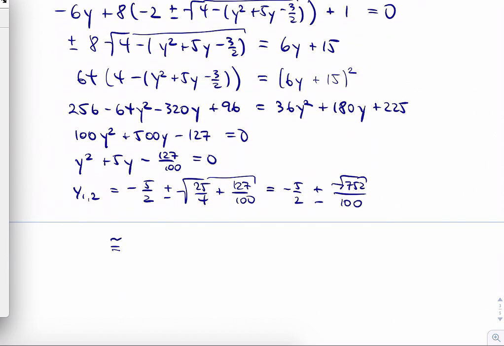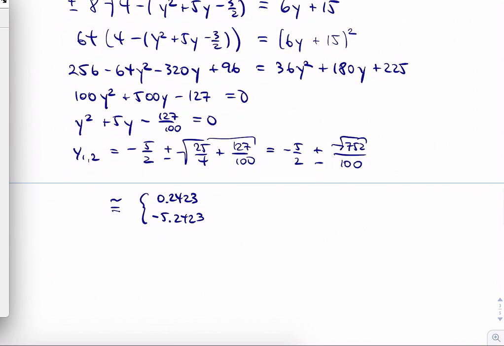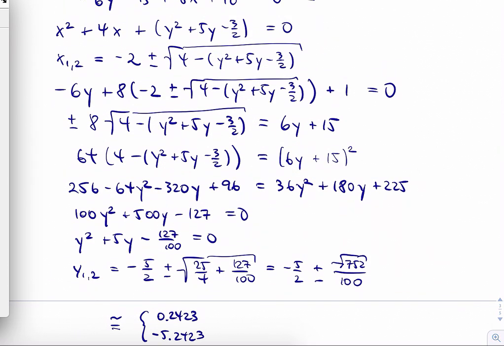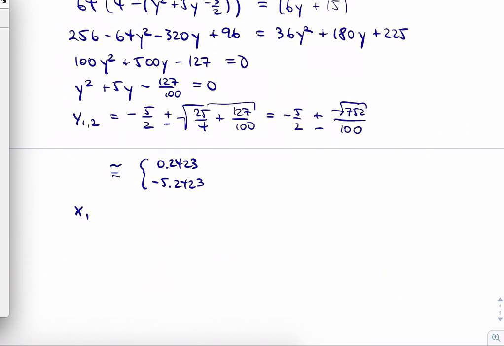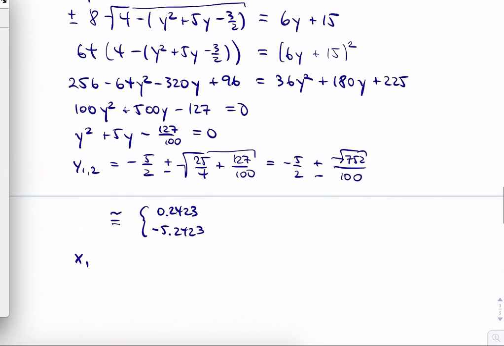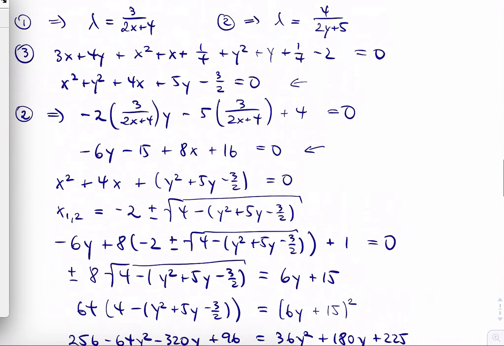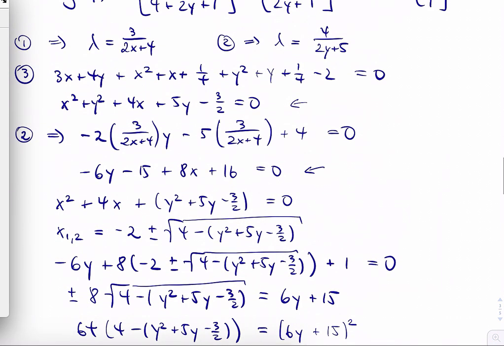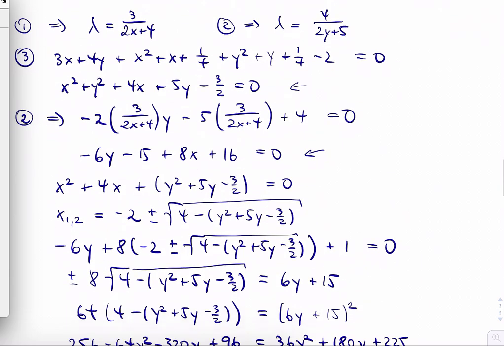Numerically, give or take, 0.2423 and minus 5.2423. What's x? X is now given here from this equation as minus 2 plus or minus the square root, where I take the positive part. So I get two candidate points for y. So again, I can go into my condition here.